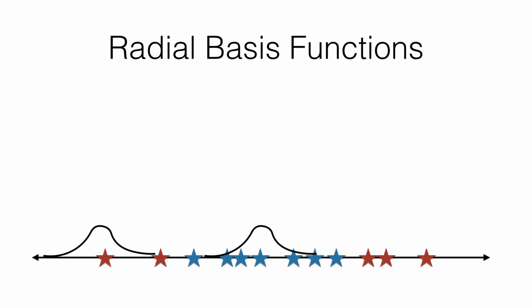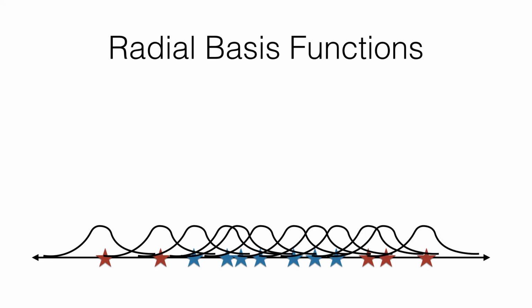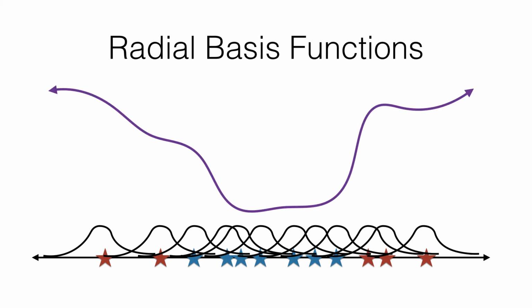So you put a bump over this red point, over that blue point, over this red point, and so on, and you put a bump over all the data, and then you imagine weighting those bumps. So you use those bumps as the bases for the decision function you're going to create, and you just essentially move them up and down. And when you do that, you can form some decision surface that looks something like this.